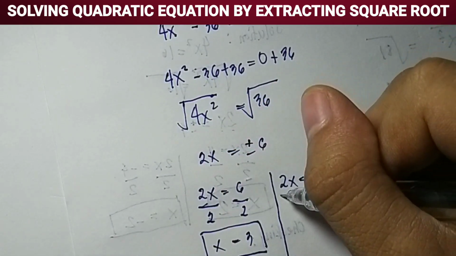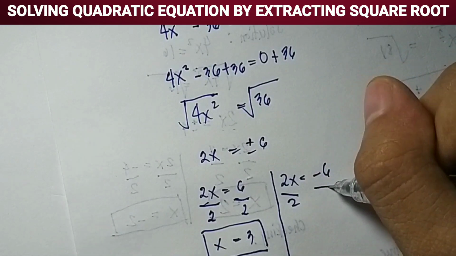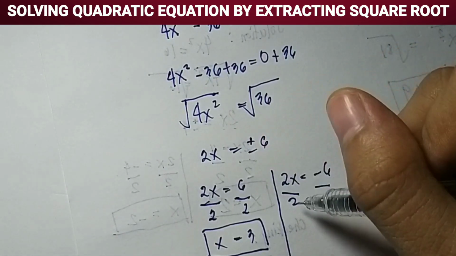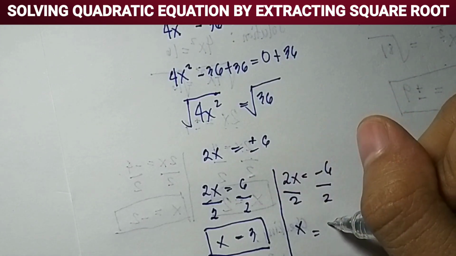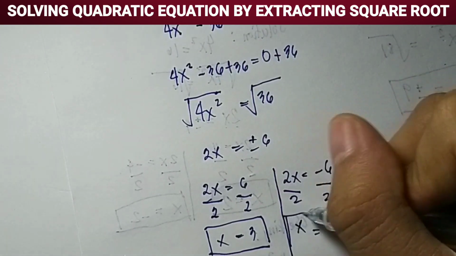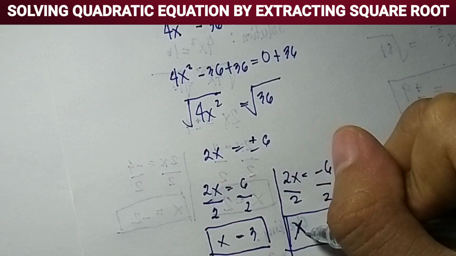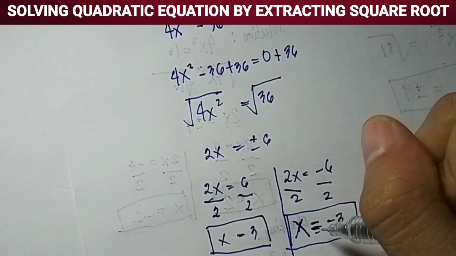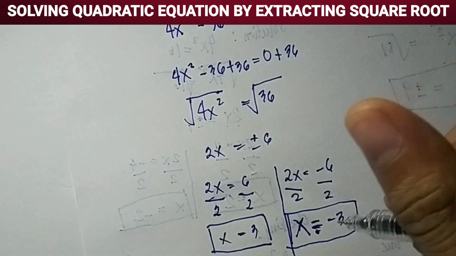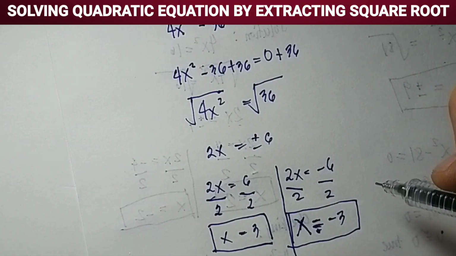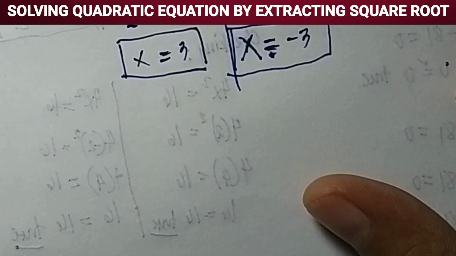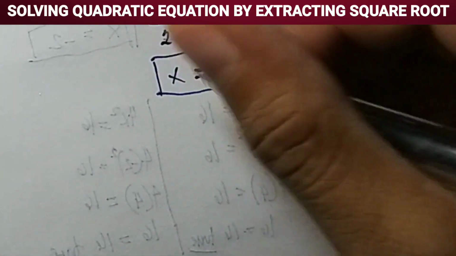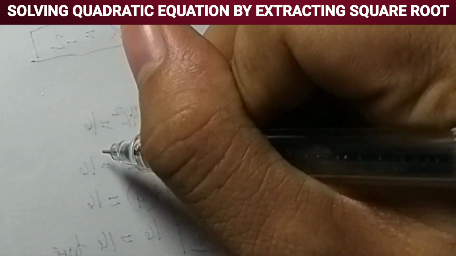Dito sa pikas, mag-divide ta og 2 both sides. So 2x divided by 2, that is x. Unya negative 6 divided by 2, negative 3. So x is equal to negative 3. So naa na tay solusyon: positive 3 ug negative 3. Atong i-check. So checking ta.